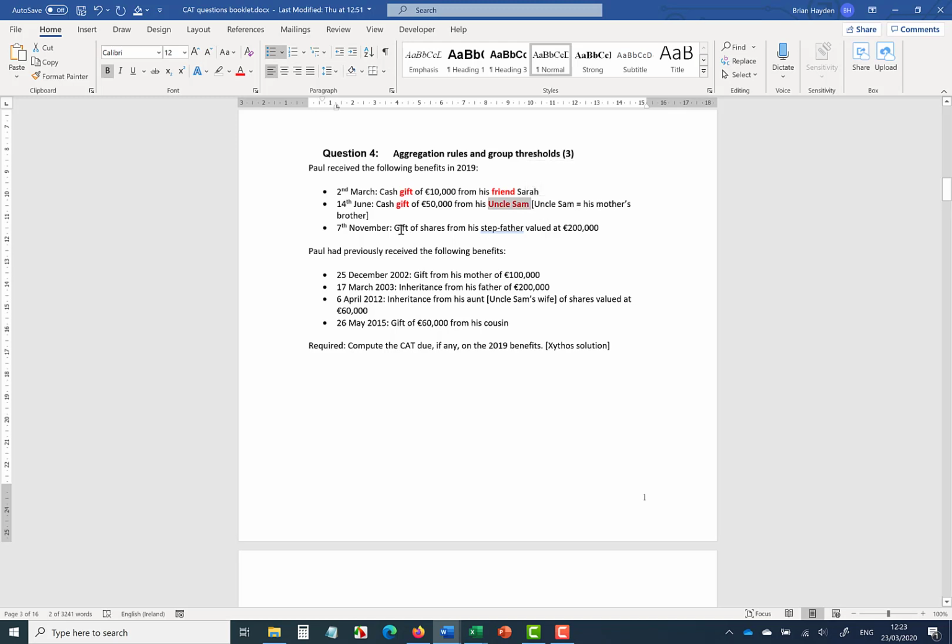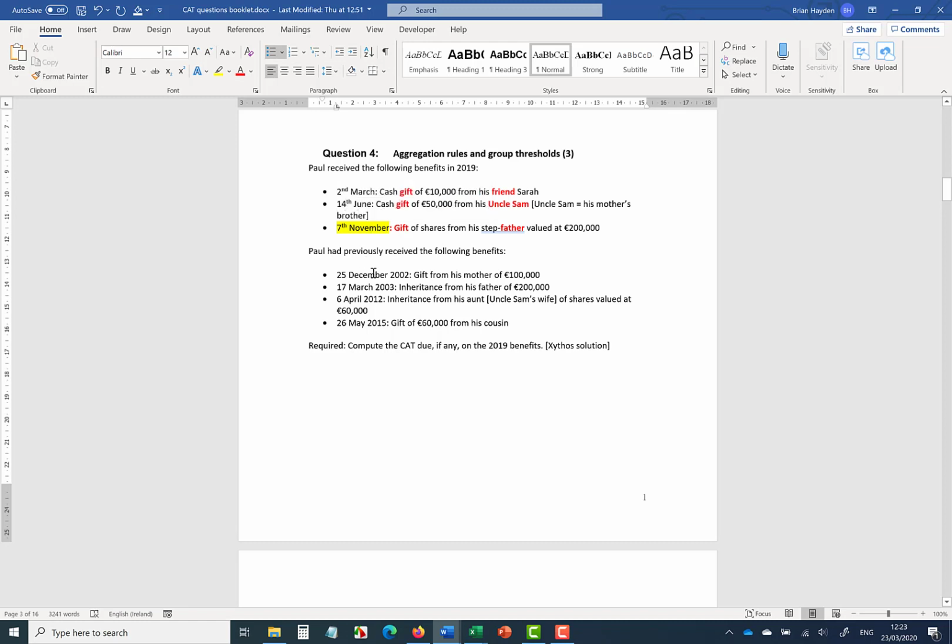And in November he received another gift of shares, this time from his stepfather, and stepfathers are treated the same as blood fathers, so valued at 200,000. And one point to note is that this was received in November, which is going to mean that the new thresholds apply, the slightly higher Group A thresholds.